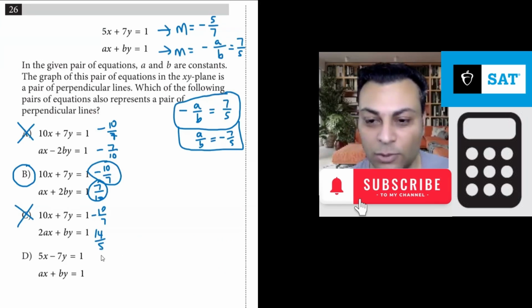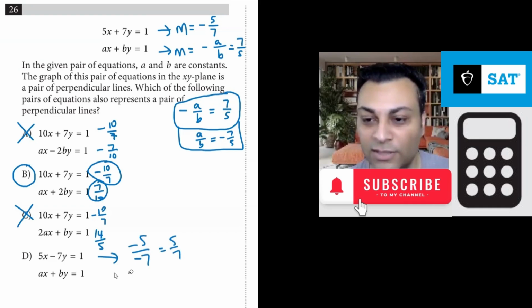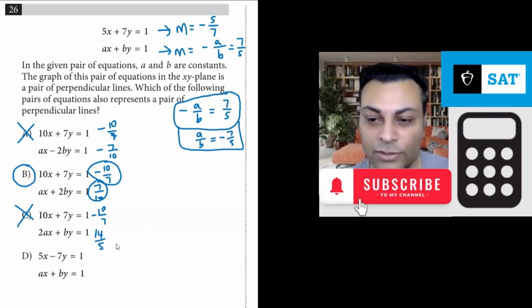This one, the slope would be negative 5 over negative 7, which is 5/7. You can do it the long way and you'll get the same result, 5/7 for the slope of this one. It's good to do all four just in case B was not the answer and you had to keep going. So it's good to know the steps.